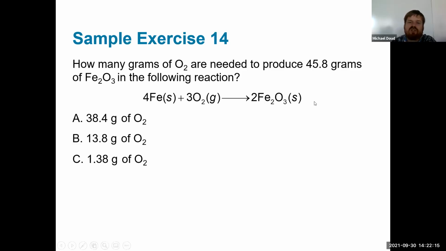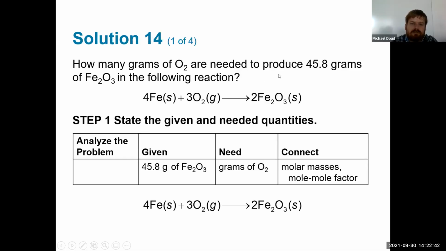Okay, I'm going to assume that you're back. Okay, so again, let's look at the question. How many grams of oxygen are needed to produce 45.8 grams of iron 3 oxide? Well, this time we're working back. We have the amount that we produced. So the question is, how much do we need? So we need to convert from the grams of iron 3 oxide to the moles of iron 3 oxide, then from the moles of iron 3 oxide to the moles of oxygen, and then finally from the moles of oxygen to the grams of oxygen.